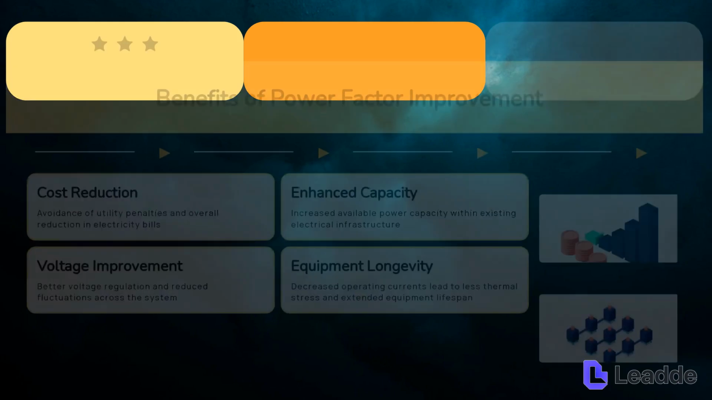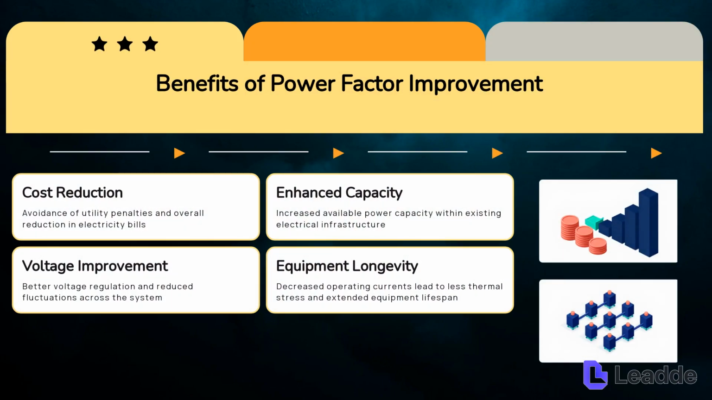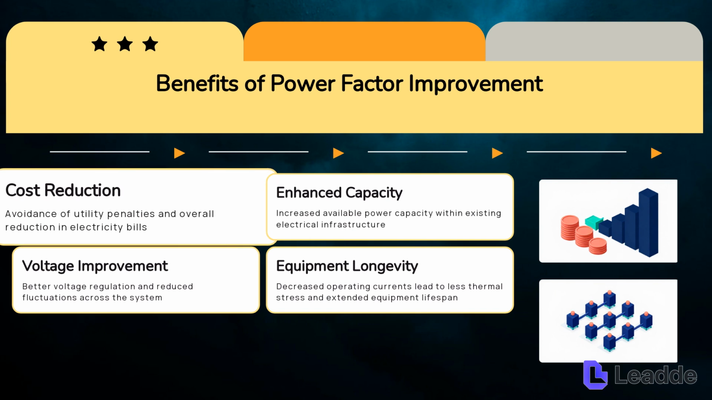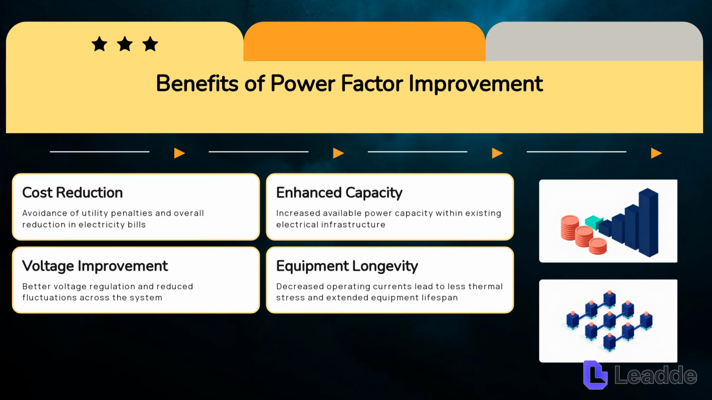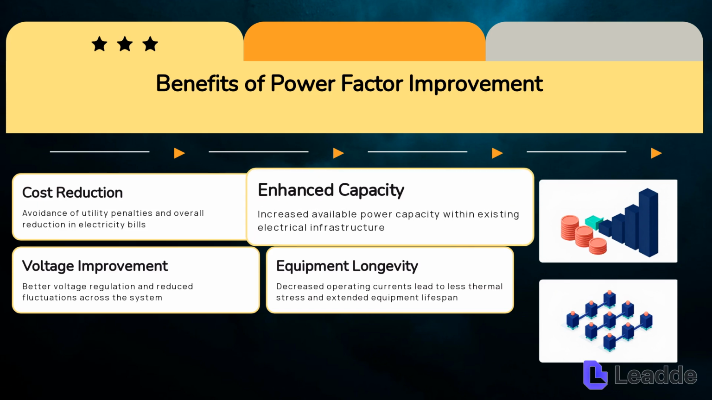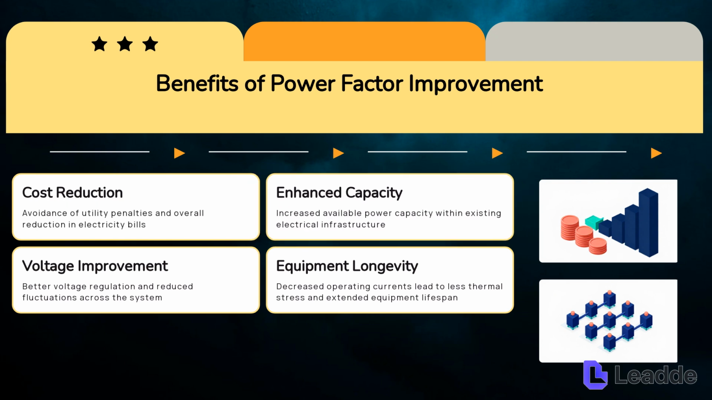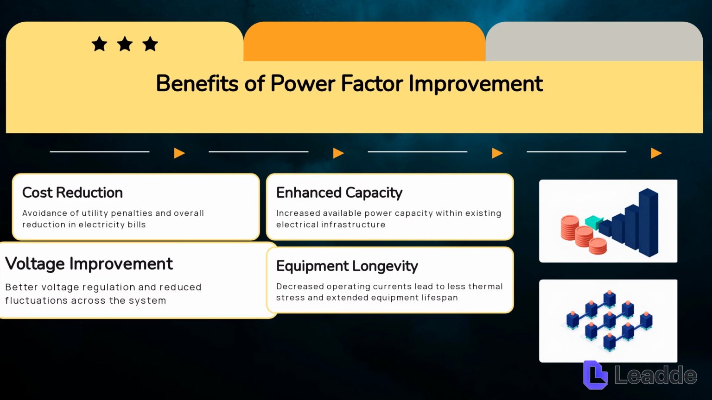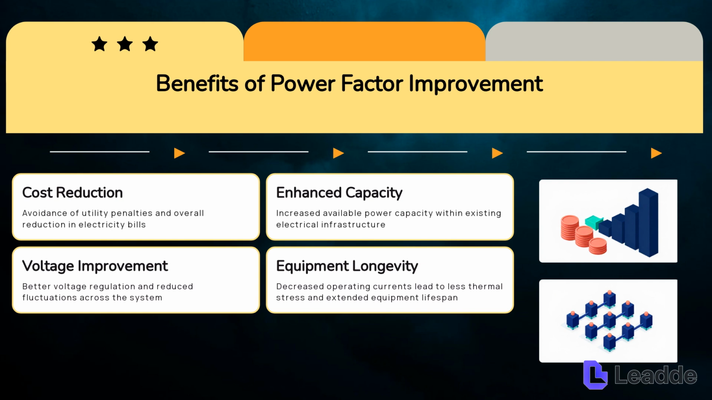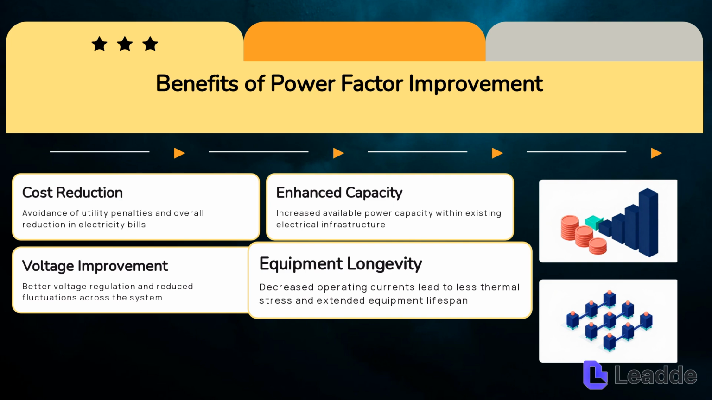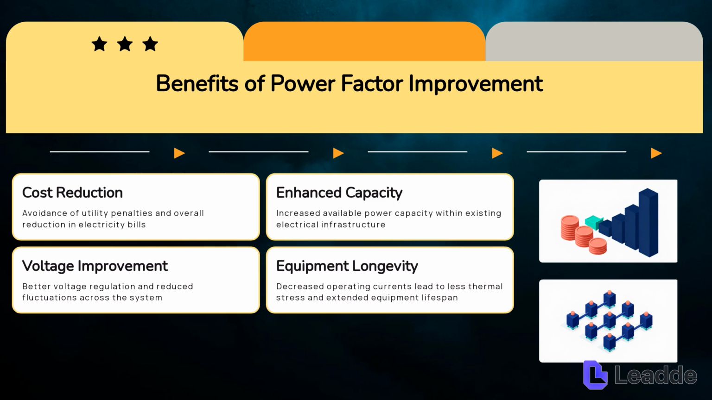Improving the power factor yields significant benefits. It leads to cost reduction by avoiding utility penalties and lowering overall electricity bills. By reducing the total current required, it enhances the available power capacity within the existing electrical infrastructure. This also results in better voltage regulation and reduced fluctuations across the system. Ultimately, the decreased operating currents lead to less thermal stress on equipment, extending its operational lifespan.